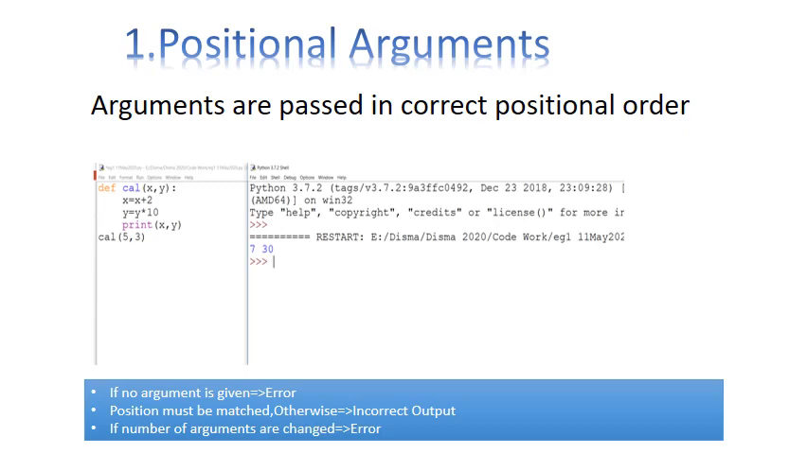It means that Python takes the first value and gives it to the first formal parameter, and the second one is given to the second formal parameter. Suppose in this particular function calling statement, if you are not supplying any argument, it will lead to an error situation. So the position must be matched to get the correct output. If the positions are mismatched, it will lead to incorrect output. If the number of arguments is changed, it will also lead to an error. So in this particular situation, if you are not giving 2 arguments, it will lead to an error situation.